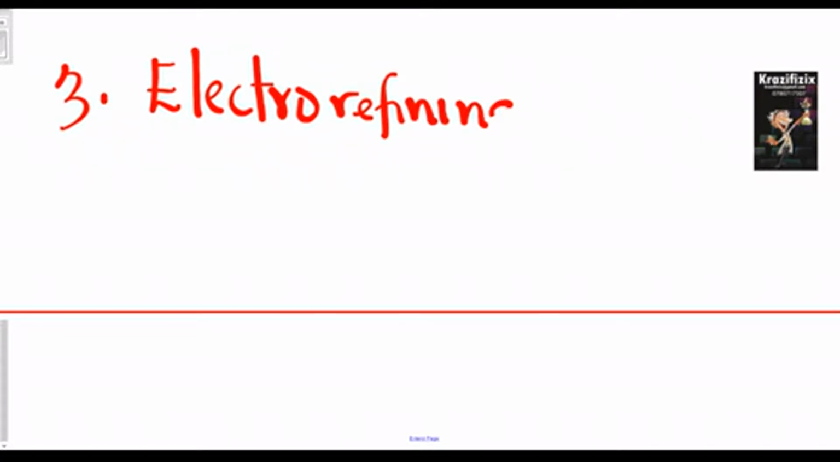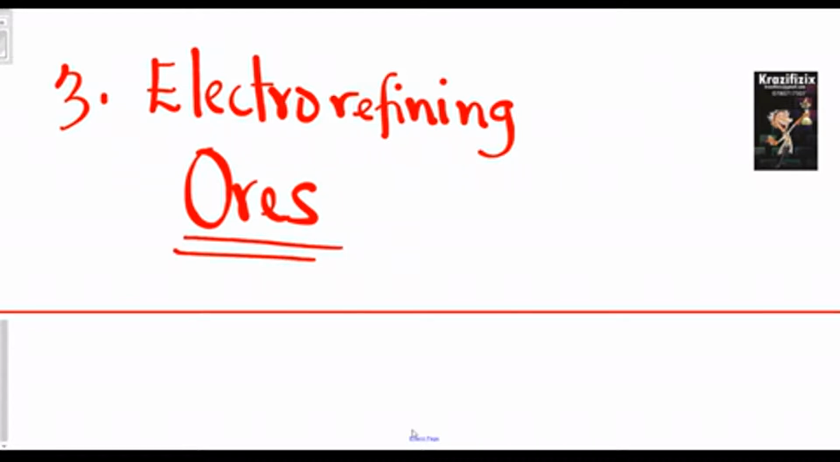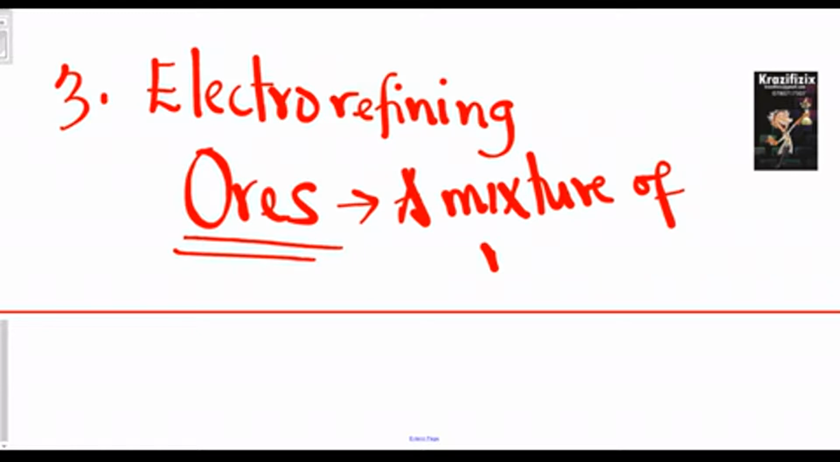Metals are actually extracted as naturally occurring elements, and they are in their ores. All metals are extracted from ores. What do we mean by an ore? An ore is just a mixture of metals. So in this case, let's work with an example of copper.